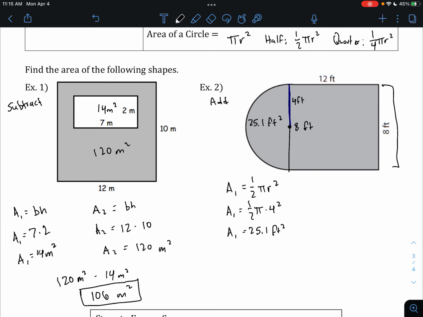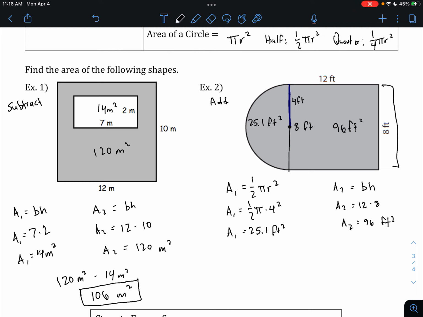Now we do the same thing on the right side with our second shape. The area of our second shape equals base times height, since this is a rectangle. Area of our second shape equals 12 times 8. And we know 12 times 8 equals 96. This is in feet squared. And we can fill that into our rectangle.